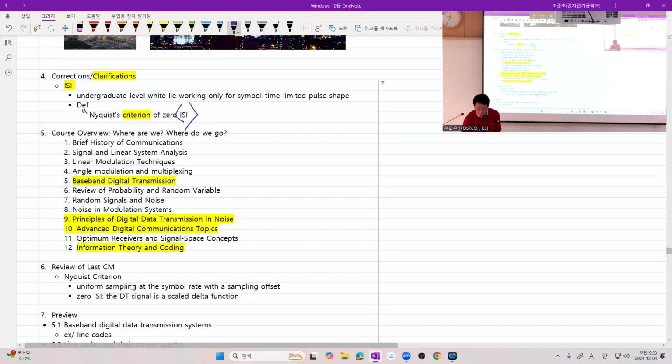One of the most important definitions, made by Nyquist, is called the Nyquist criterion. Got it? So there could be many different definitions of whether there is ISI or not. Nyquist's definition is like this, and it applies mostly, not only, but mostly, to waveforms such as this.